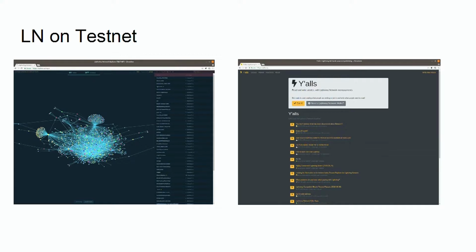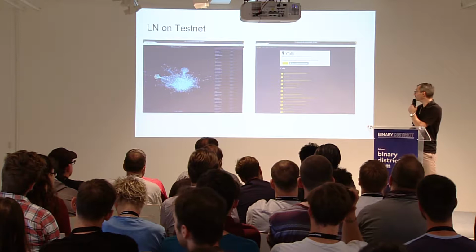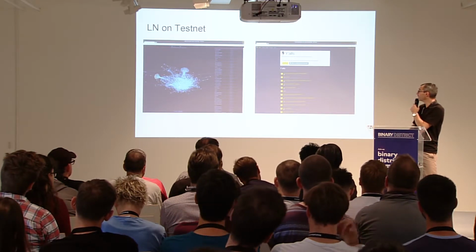On the left you have an explorer on testnet, and on the right you have Yours, which is a website where you pay to read articles. You pay like 1 cent or even less than a cent, and you can read stuff. So there are demos on testnet that work pretty well.